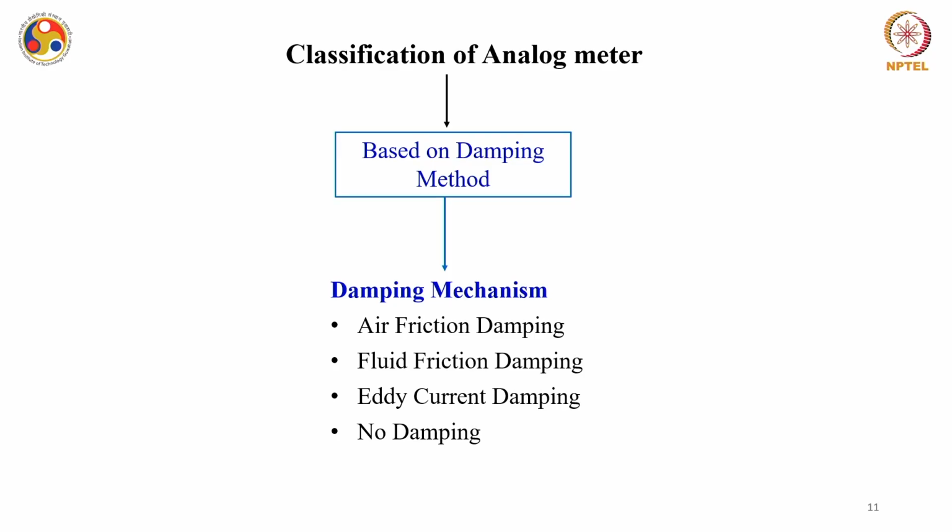Based on the damping method also, we have classified them as air friction damping, fluid friction damping, eddy current damping, and there were some devices where there was no damping also. We have seen their advantages and disadvantages, and also that in some places we cannot use eddy current damping, particularly those systems which require certain kinds of coiling. In those places we can only use air friction damping or fluid friction damping. So these classifications helped us in understanding the analog meters that were discussed over week 3 to week 6.